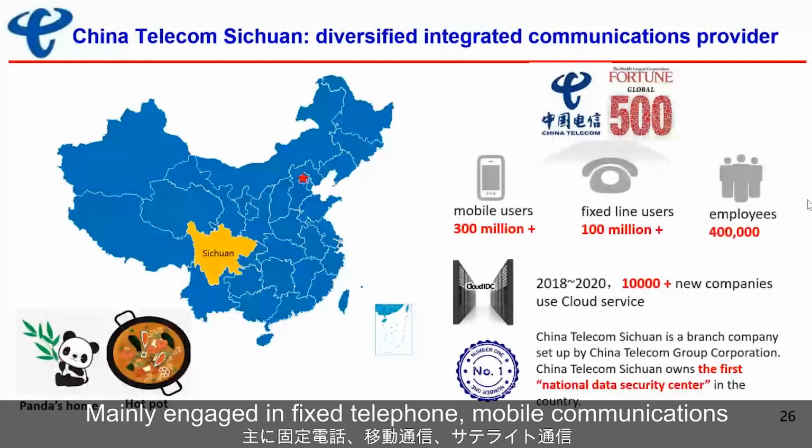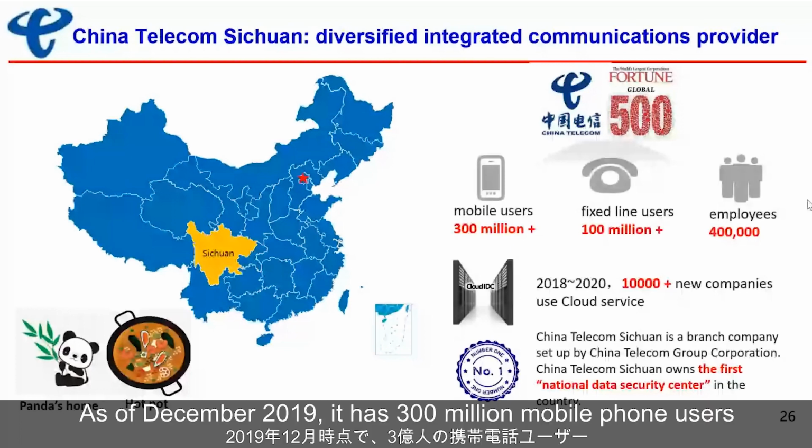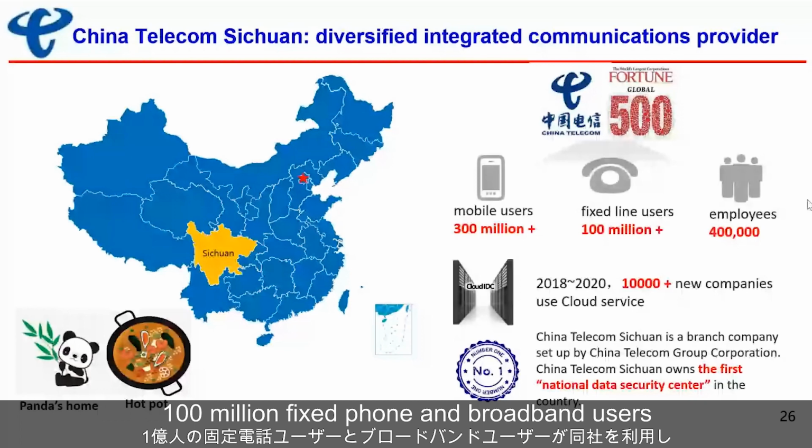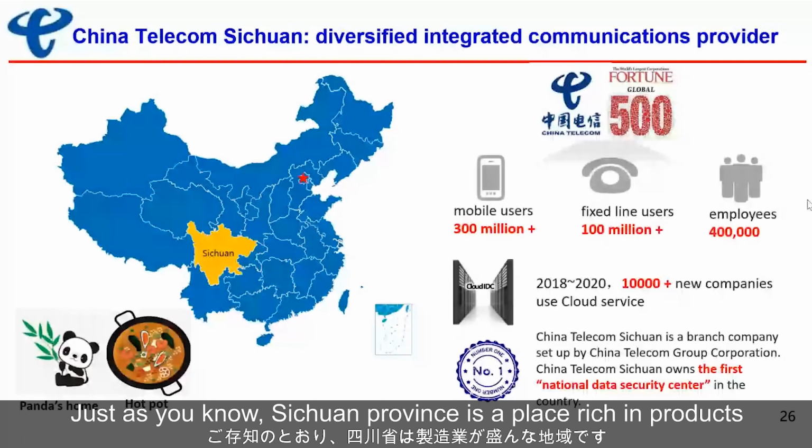Mainly engaged in fixed telephone, mobile communications, satellite communications, and internet access and application. As of December 2019, it has 300 million mobile phone users, 100 million fixed phone and broadband users, and more than 400,000 employees.